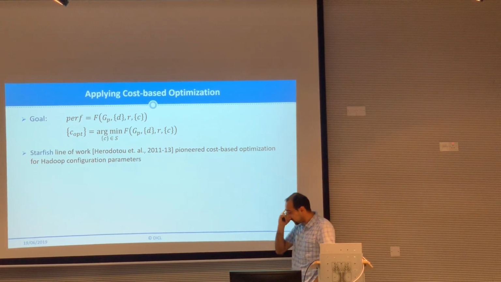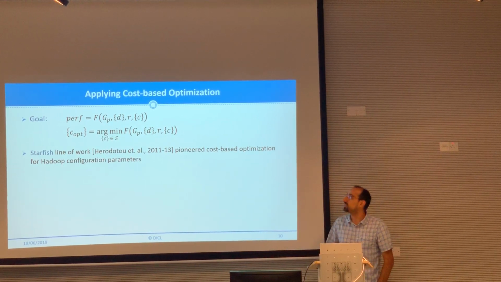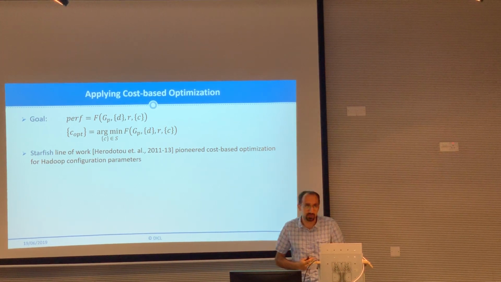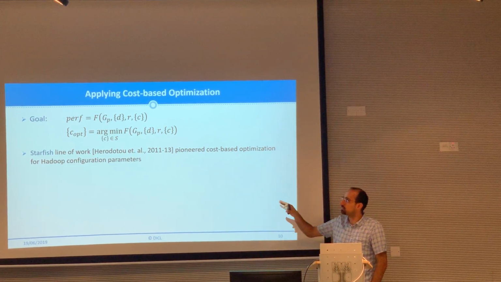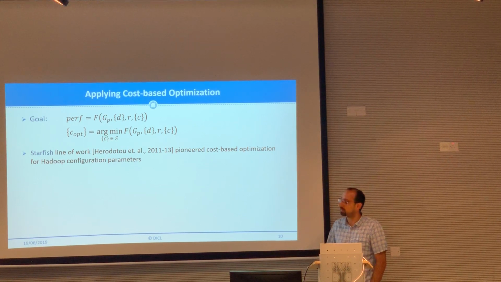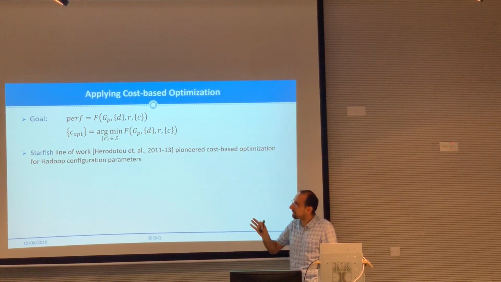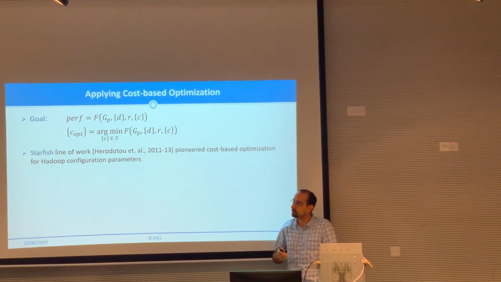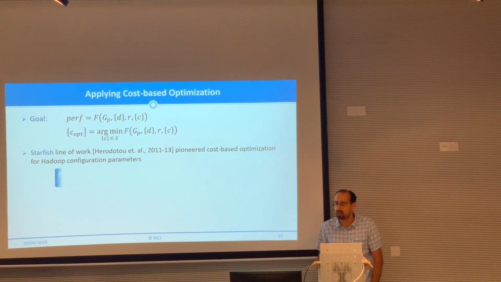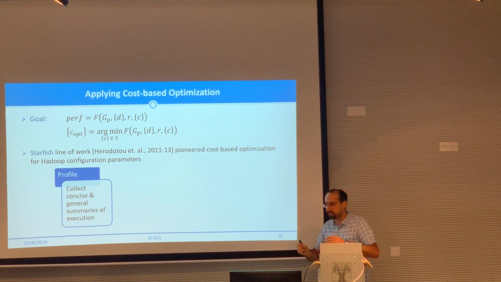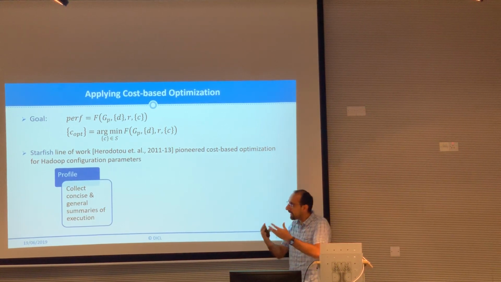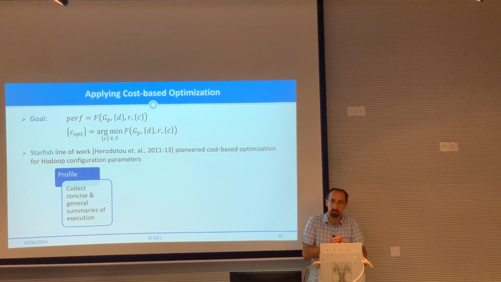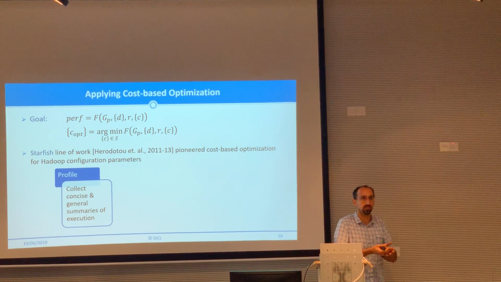The Starfish line of work that we did several years back was the first work that applied cost-based optimization in the world of MapReduce and introduced a cost-based optimizer. The idea behind it was based on essentially 3 steps, what we call the profile, predict, optimize approach. In the profile step, the idea is to collect some information, essentially summaries of execution, that you can later use for your models.